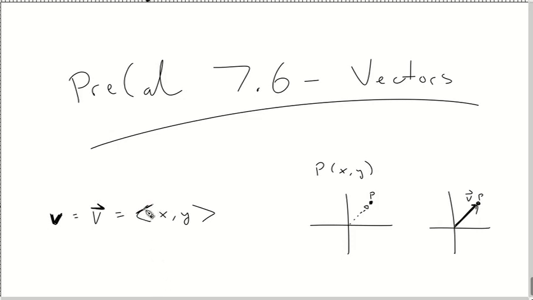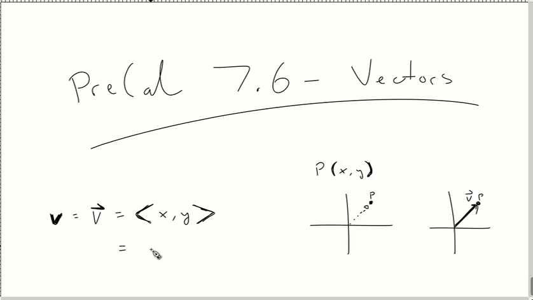Now, they do use alligators, these little inequality symbols. I just call them alligators, but they're just vector symbols. They're to distinguish vectors from a point that uses parentheses. So points use parentheses, vectors use the alligators.